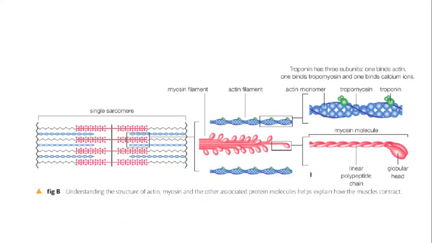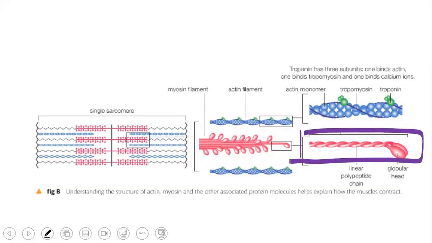A myosin molecule is made up of two long polypeptide chains twisted together. This is the myosin molecule, the pink one. If you look over here in detail, it consists of two long polypeptide chains that are twisted together. Each one ends in a large globular head which has ADP and inorganic phosphate molecules attached to it, right? We call it the myosin head, and it's got ADP and inorganic phosphate attached to it.